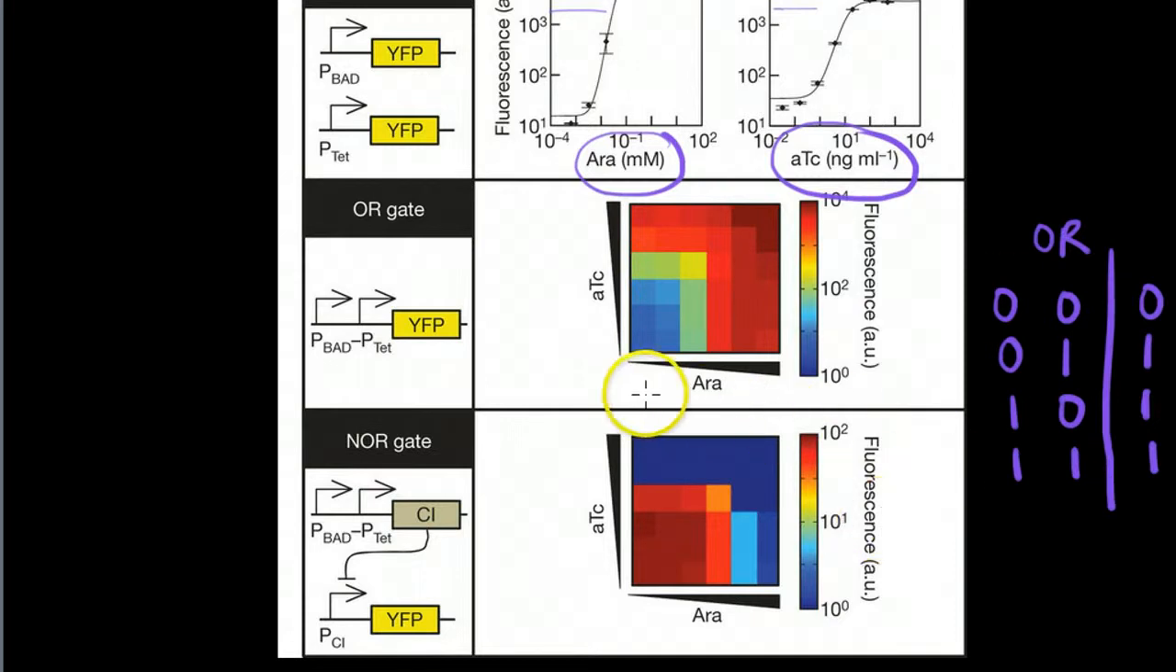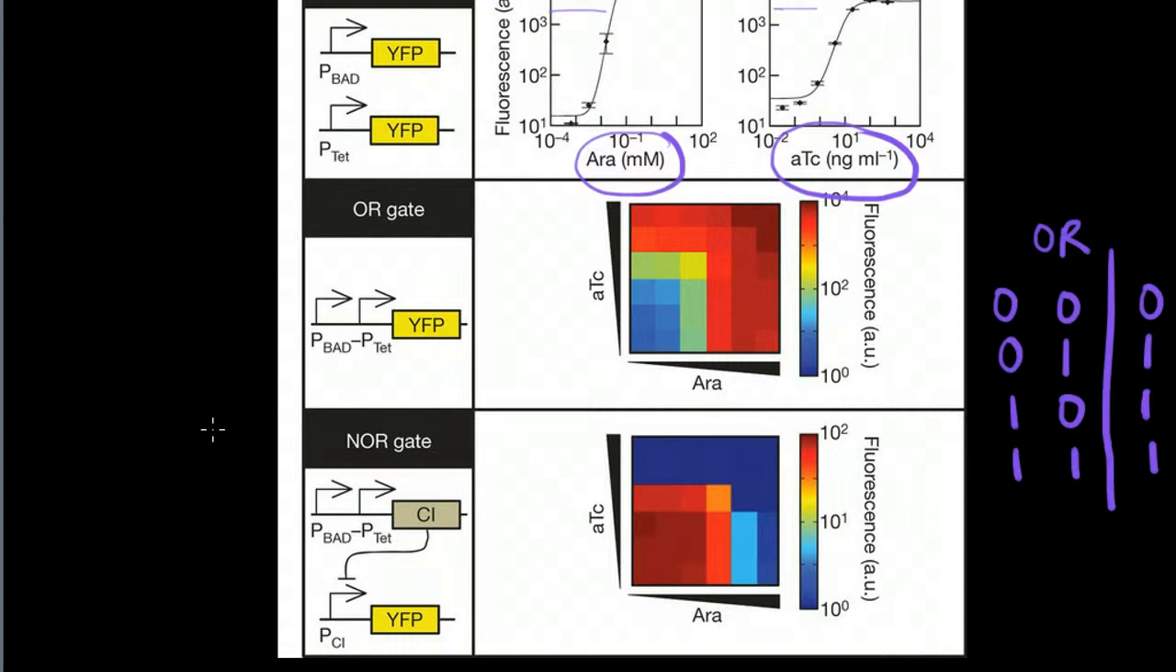So if you can make sense of this, as the concentration of arabinose and anhydrotetracycline increases, you have a really strong fluorescent signal, and that shows that the OR gate is on. And as you move towards lower concentrations right here, you see that the gate is off.